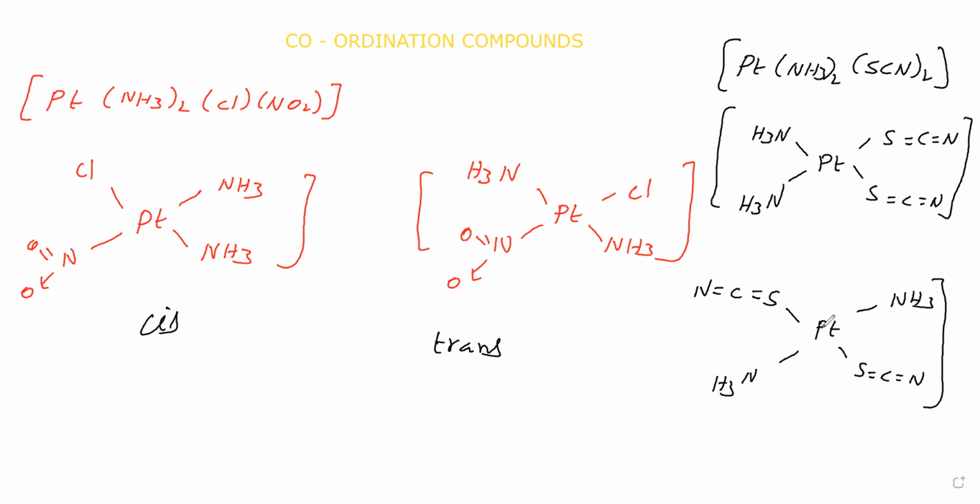Now two complexes we have written. For this molecular formula we have written two isomers. Here similar ligands are on the same side or adjacent side, therefore it is cis. Similar ligands are across, therefore it is trans. So cis trans isomerism is possible for this.